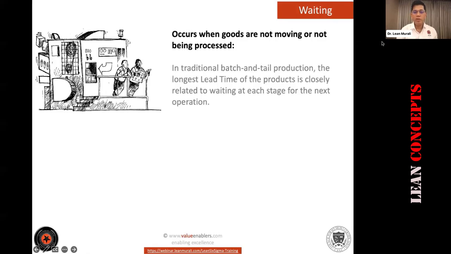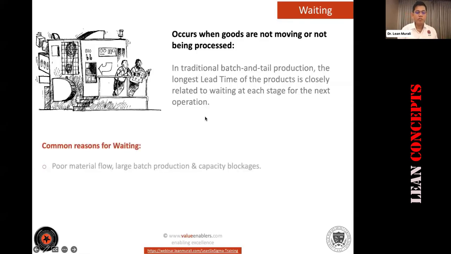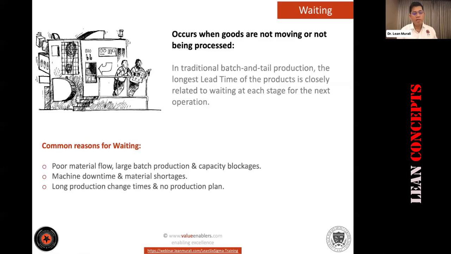So in a traditional batch and queue production, the longest lead time of products is closely related to waiting at each stage of the product for the next operation. They are waiting for material, they're waiting for something else, right? Common reasons are poor material flow, large batch production, capacity blockages, machine downtime, material shortages, longer production change times, no production plan. These are some of the reasons for this wait.